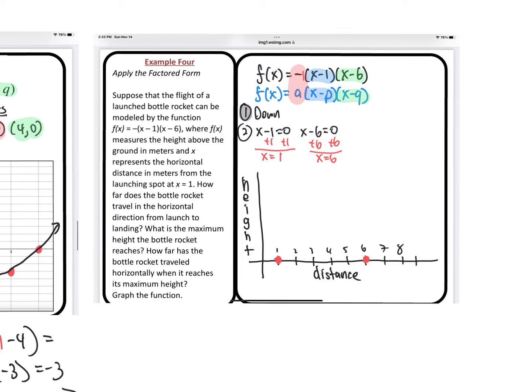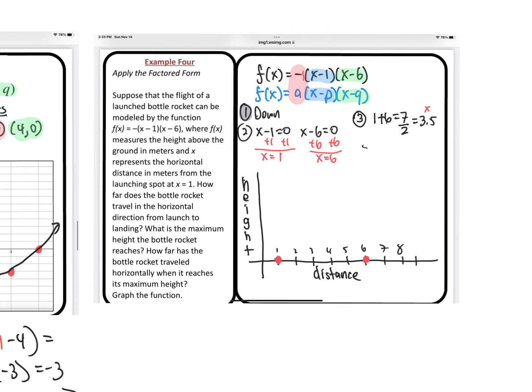We can't just go ahead and guess. So going on to step 3, which is find the vertex. We're going to add the two x-intercepts, which are 1 and 6. We know that's 7. And then we divide that by 2, and the x value of the vertex is going to be 3.5. So that's our x value. Now we need to plug 3.5 into the original equation and see what happens. So let's go ahead and do that.